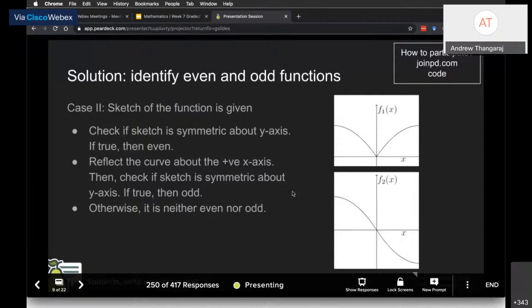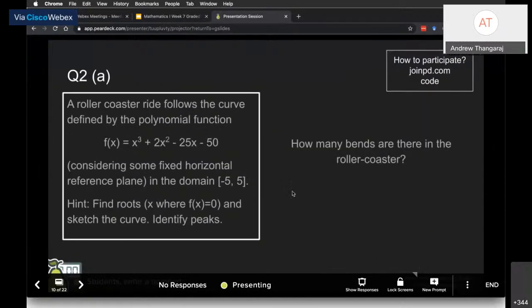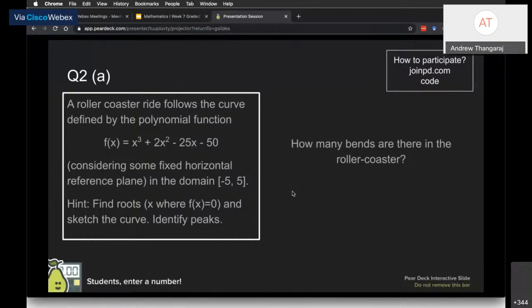Here's the second question. Question 2A, the A part of the second question. This is also very similar to the graded assignment question. So this question asks you to imagine a roller coaster ride, where the curve of the coaster, the railing that you have in the roller coaster, is defined by a polynomial function. That polynomial function is given to you: x cubed plus 2x squared minus 25x minus 50. And the domain is given as minus 5 to 5.